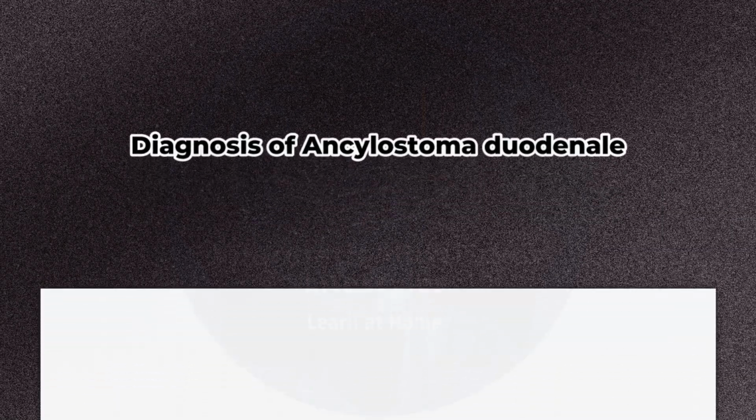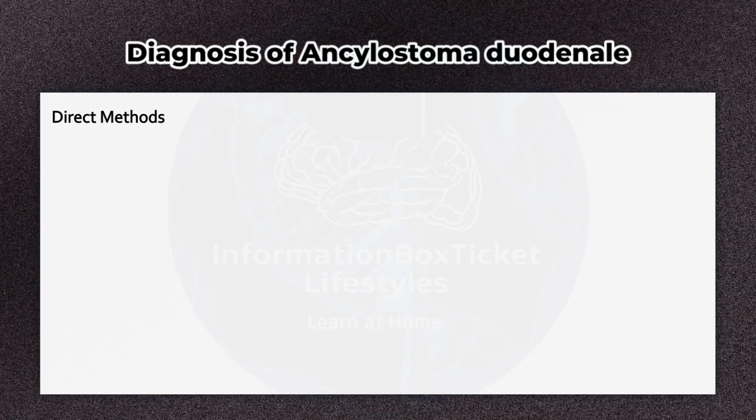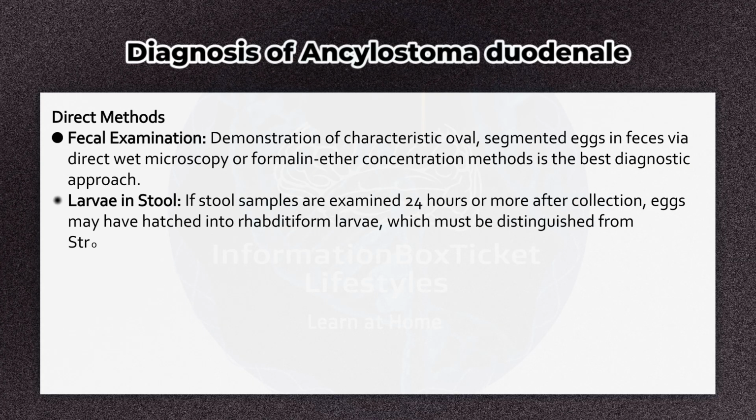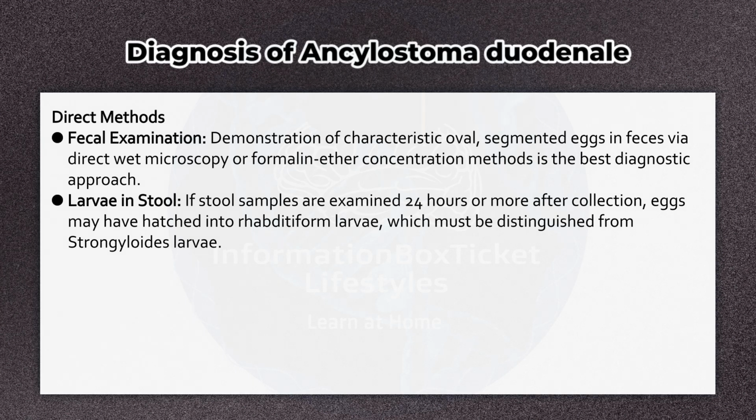Diagnosis of Ancylostoma duodenale. Direct methods. Fecal examination. Demonstration of characteristic oval, segmented eggs in feces via direct wet microscopy or formalin ether concentration methods is the best diagnostic approach. Larvae in stool. If stool samples are examined 24 hours or more after collection, eggs may have hatched into rhabdiform larvae, which must be distinguished from strongyloides larvae.